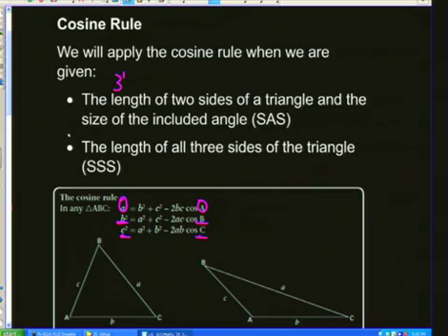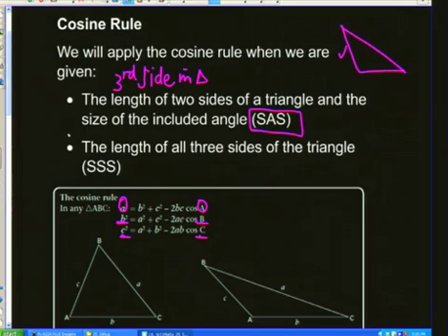So we would like to know how long the third side in a triangle is if we are given the length of two sides and the size of the included angle. So if I have a situation where my angle, let's draw it over here, if I have this side, and this side, and this angle, what the cos rule allows us to do is to find the third side in the triangle. So we are looking for specific information in that triangle.